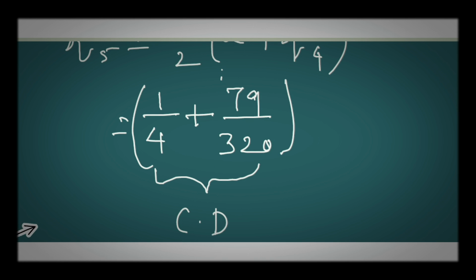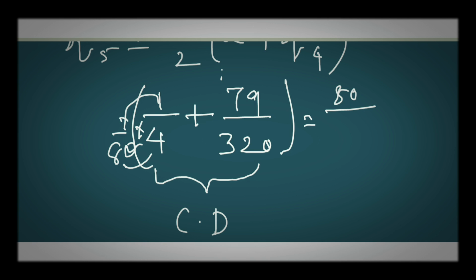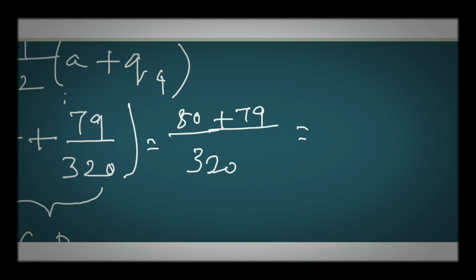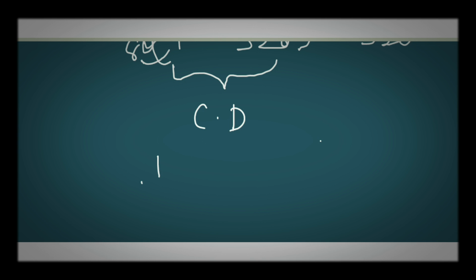So what is the Q4 value over here? It is 79 divided by 320. And check the step: the common denominator has to be there because we need to add two fractions. For adding two fractions the denominator has to be the same. So 1 by 4 has to be multiplied by 80. When you multiply it, 1 times 80 is 80, and below 4 times 80 is 320. You will get 320 over here. 1 by 2 and 159 divided by 320.